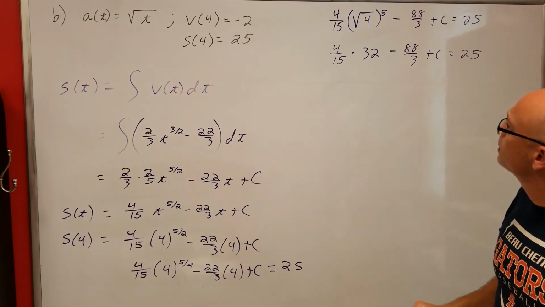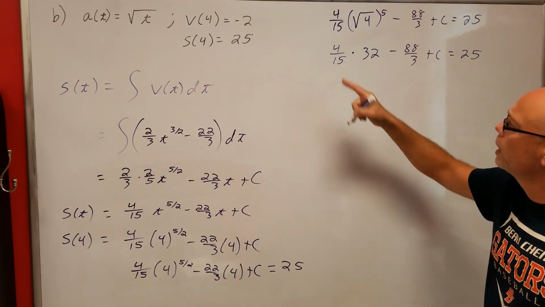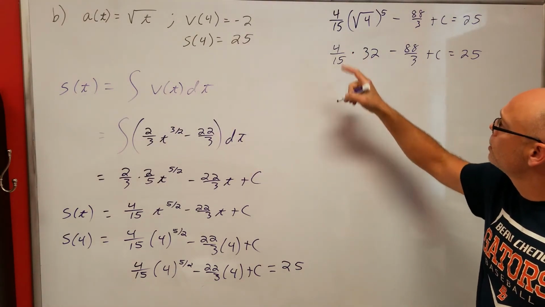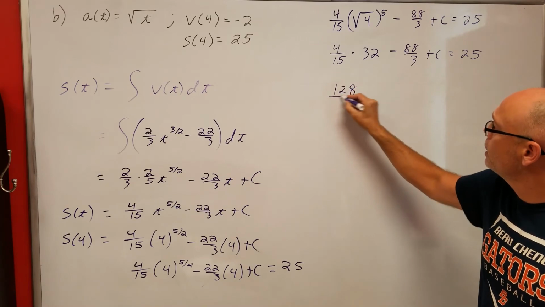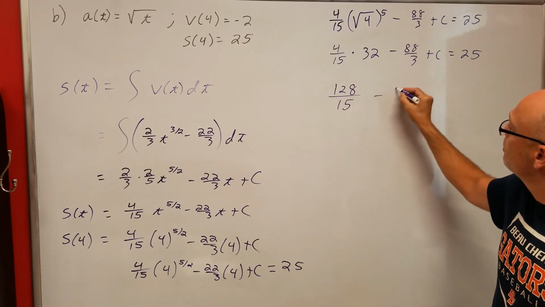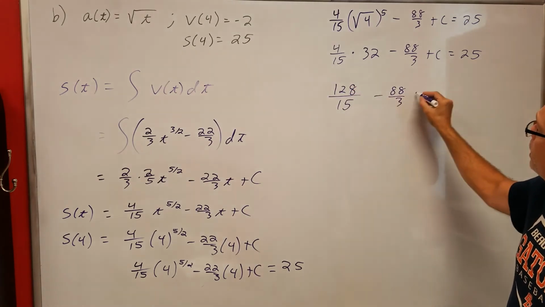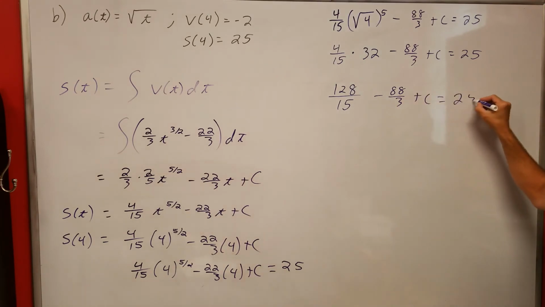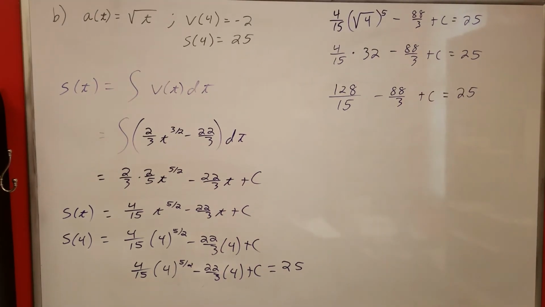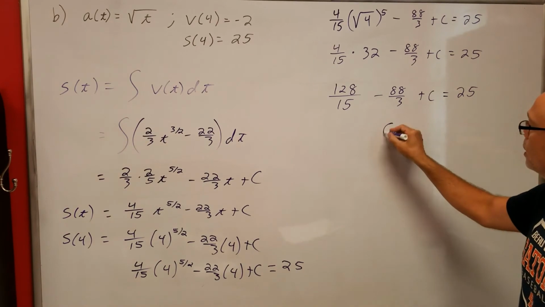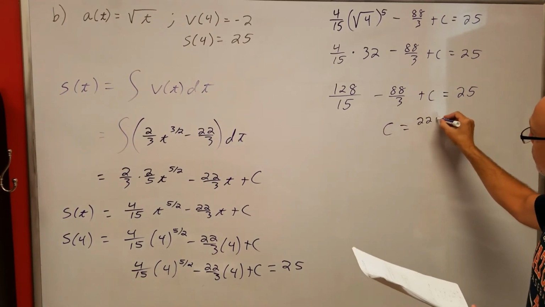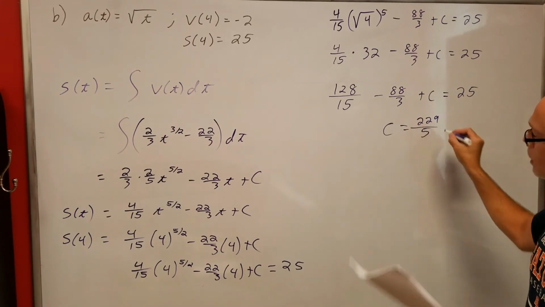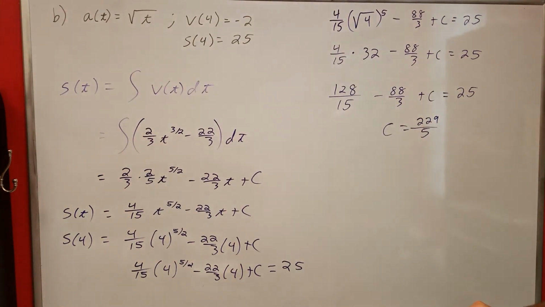And let me see something here. No, I can't simplify that, right? So multiply 32 times 4. And what does that give you? 128/15 minus 88/3 plus c is equal to 25. Right? Okay, so right here, instead of wasting time for a video, I'm just going to say, okay, if you solve this, you get 229/5, okay?